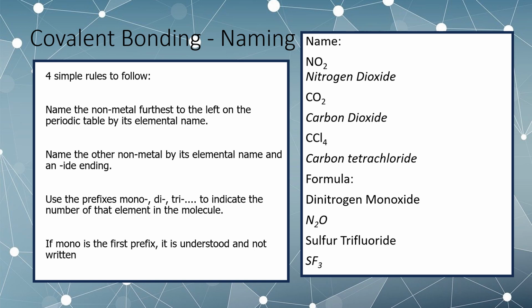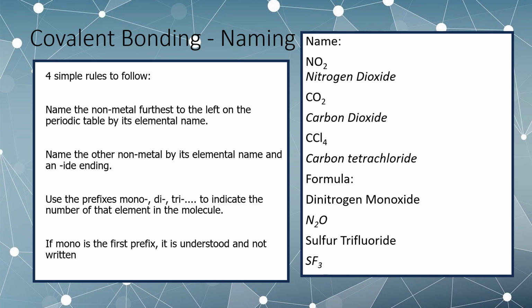Then we have CO2. Realistically, you've probably seen this one many a times in your science studies. It's carbon dioxide because carbon is the furthest left. And then there are 2 oxygens, so dioxide. We then have CCl4. So again, we know our first one's going to be carbon. And then we have chlorine, or it'll become chloride, and there's 4 of them, so that's tetrachloride.